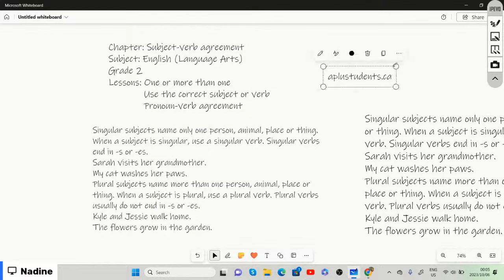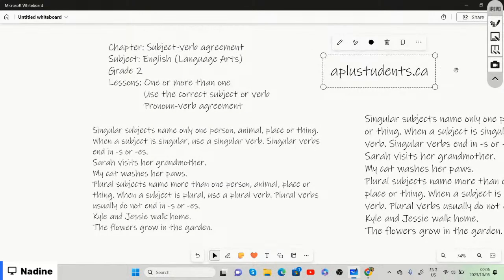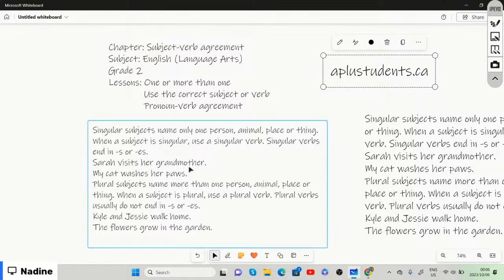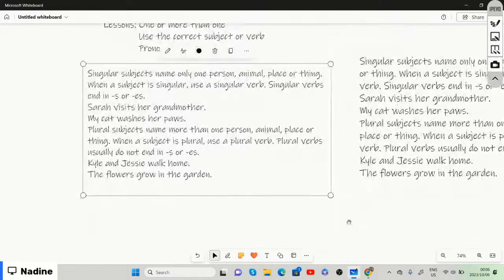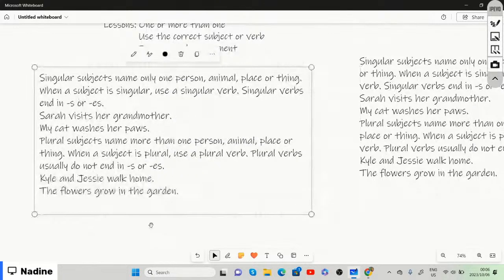And we are doing our tutorial lessons on aplusstudents.ca. So if you do want to go back to recap and go over the work that we did, you can go to aplusstudents.ca. And there we have the chapter, which is subject verb agreement, English language arts, grade 2, and the lessons that we are focusing on. All right.